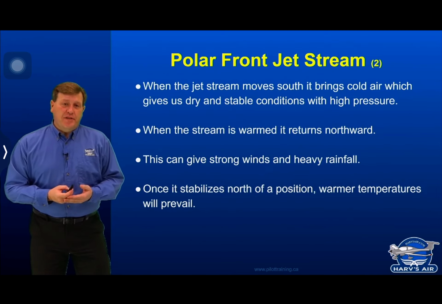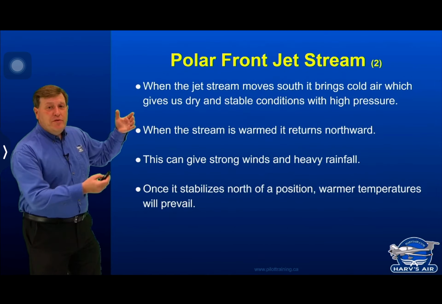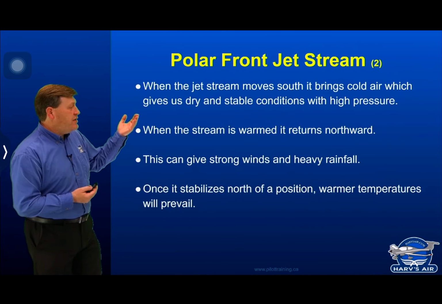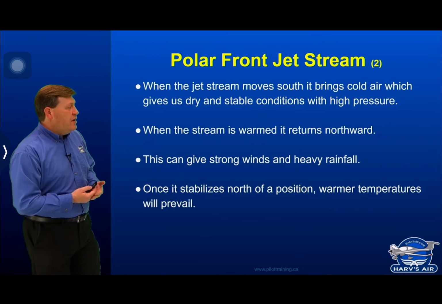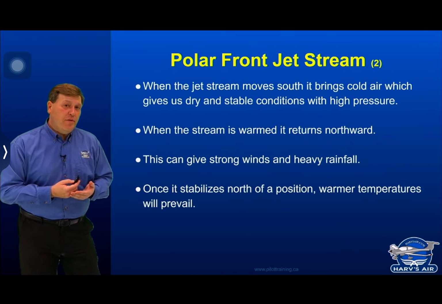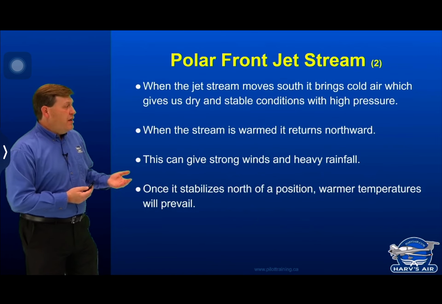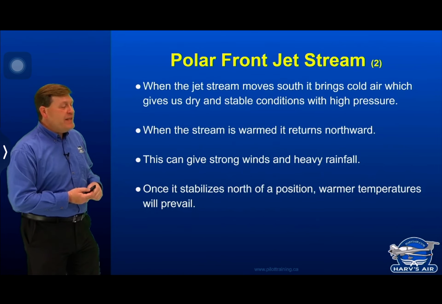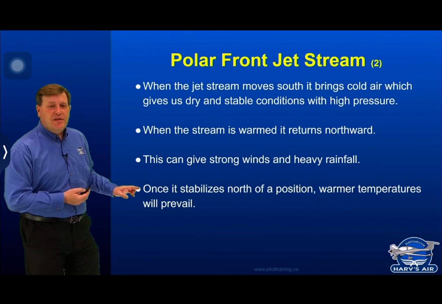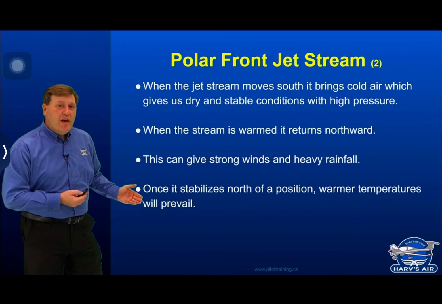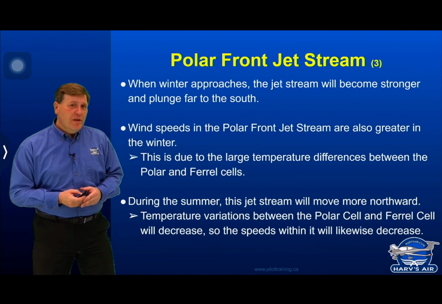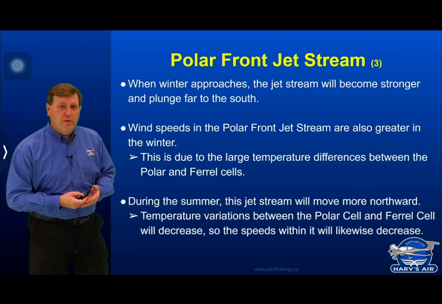With the polar front jet stream, if this jet stream moves south, it's going to drag cold air with it. So that's going to give us stable conditions with high pressure. If the jet stream is pushed north, then we're going to have warmer air. As this warm air moves in, it can give us strong winds and heavy rainfall. Once it stabilizes north of its initial position, warmer temperatures will prevail and the weather will start to stabilize. So what I'm saying is these jet streams can have a huge effect upon the weather below them.